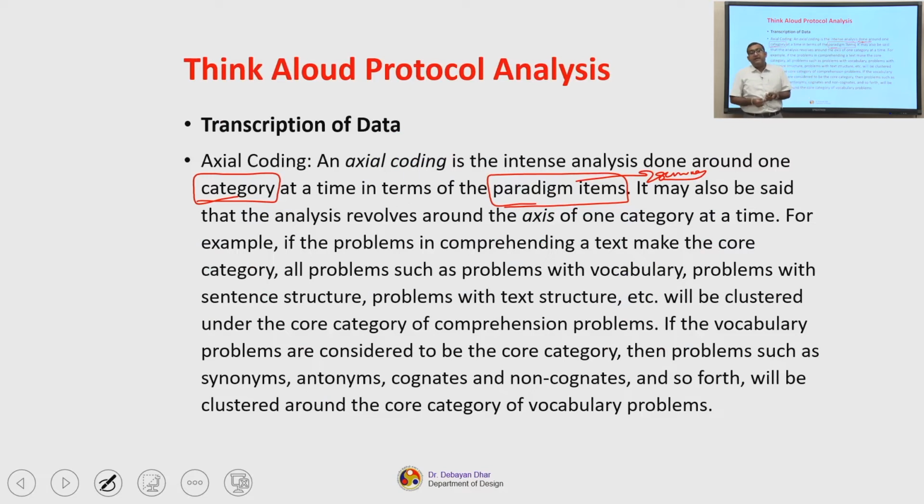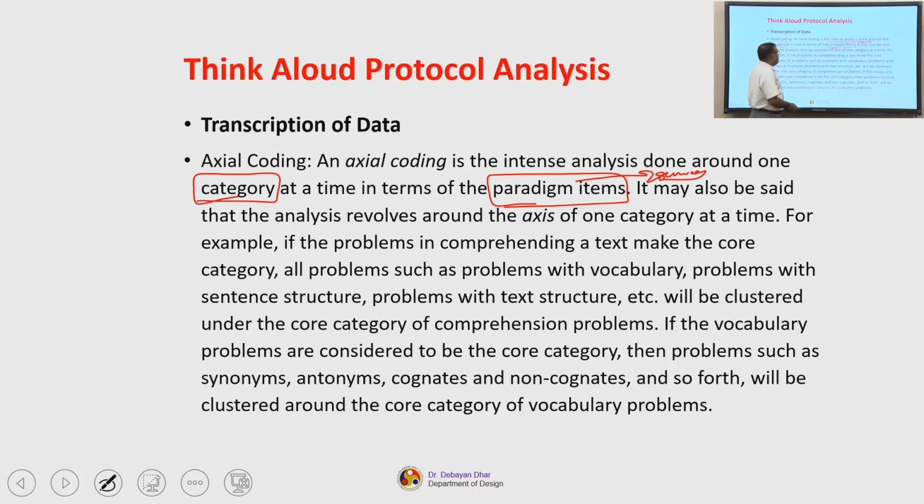For example, if the problems in comprehending a text make the core category, all problems such as problems with vocabulary, problems with sentence structure, problems with text structure, etc., will be clustered under the core category of comprehension problems.